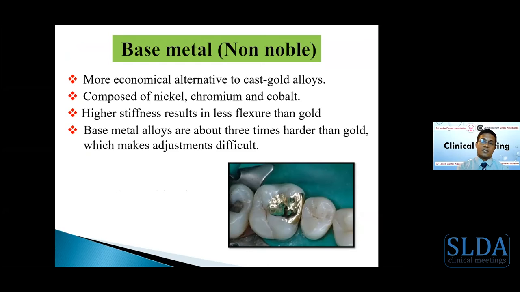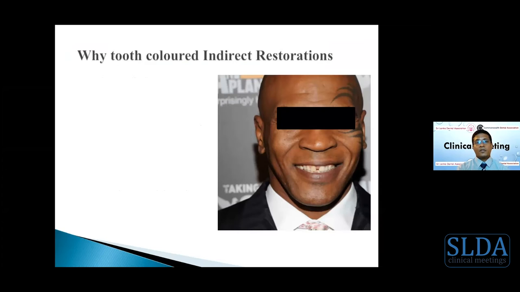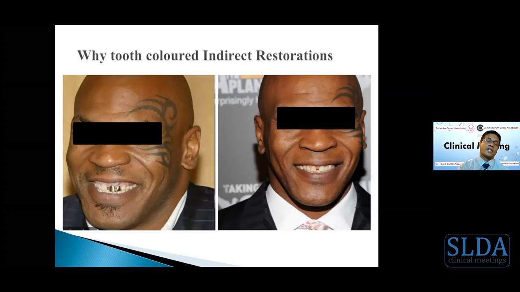Now, why are tooth-colored indirect restorations important? I hope you have already identified this figure, a well-known person. This is his aesthetic appearance, to which he had been transformed from metallic, unaesthetic restorations. In fact, they are gold crowns. That shows patients are more into aesthetic restorations, creating less demand for unaesthetic metallic restorations at present.